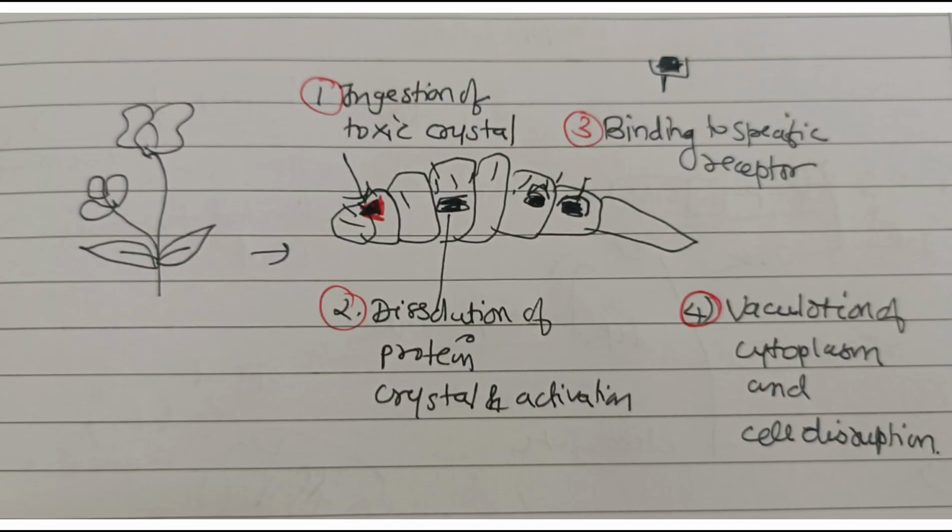Their binding leads to pore formation in the gut cell membrane, and this causes ion imbalance, vacuolation, leaking of the cytoplasm and eventually cell lysis. The insect dies due to gut paralysis and septicemia, the entry of gut microbes into the body cavity. Now how will you learn this Bt toxin action? First step is ingestion of the toxin, second is dissolution and activation, then binding to the receptor, and vacuolation and cell disruption.